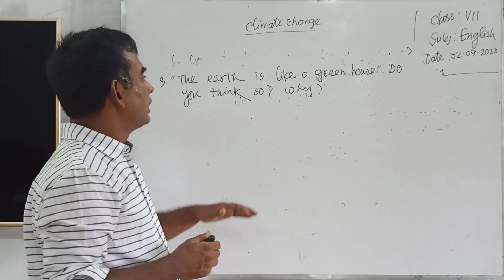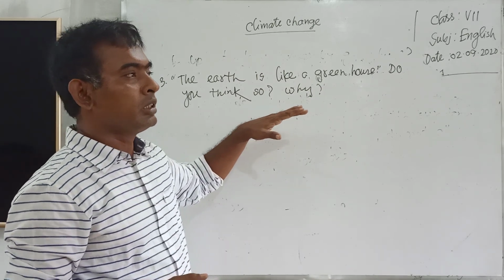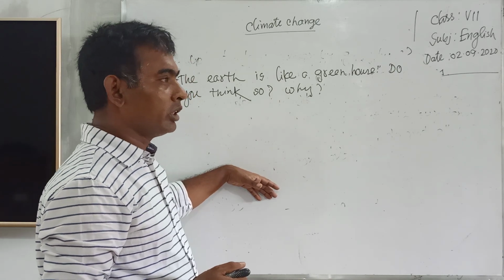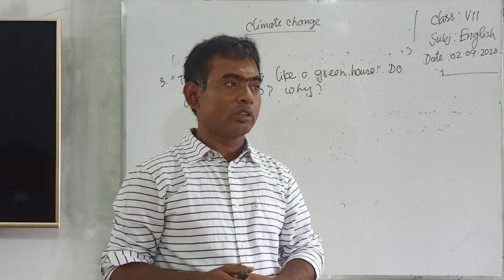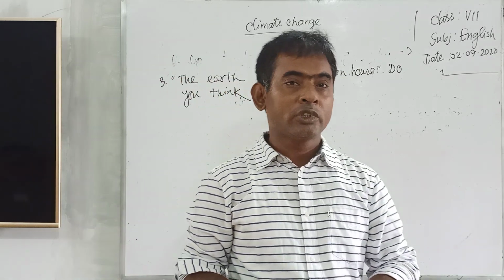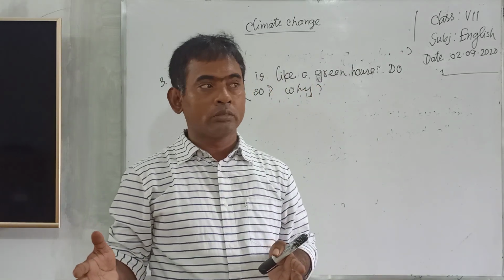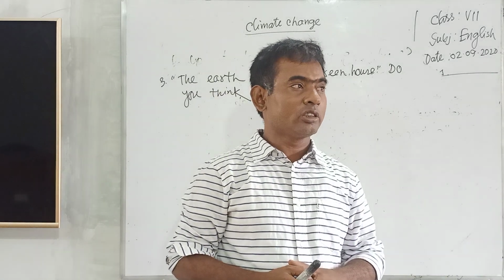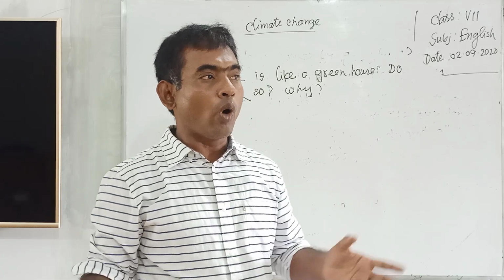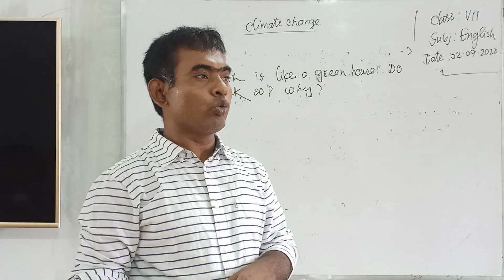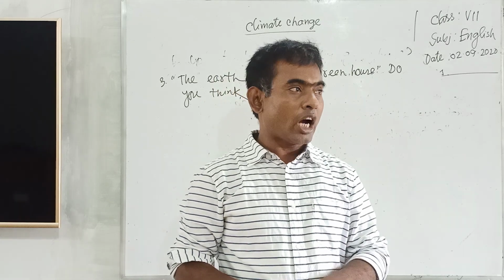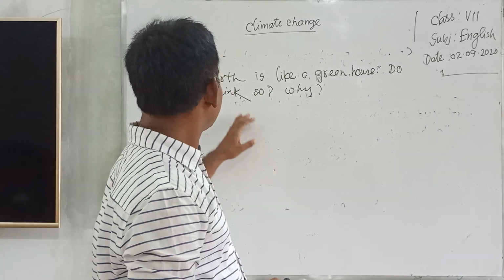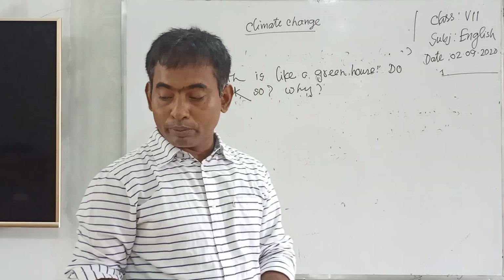because when the earth becomes hot during daylight, some gases like carbon dioxide work like a wall and do not allow the heat to come out from the earth. That is why the earth is like a greenhouse.